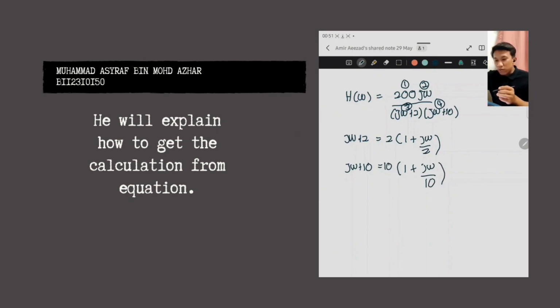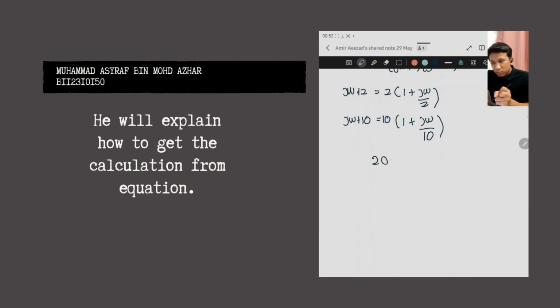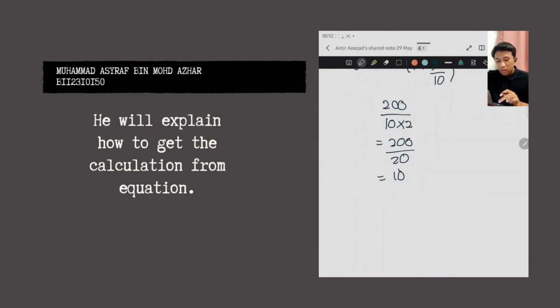Last, we calculate to find the gain K. And last, for this equation, make a new equation to create a graph.